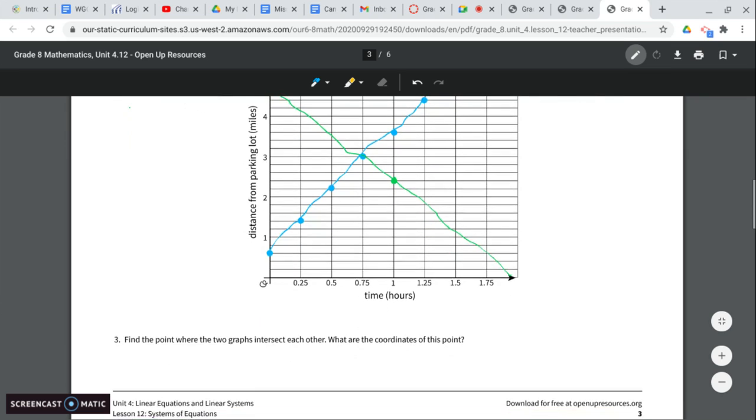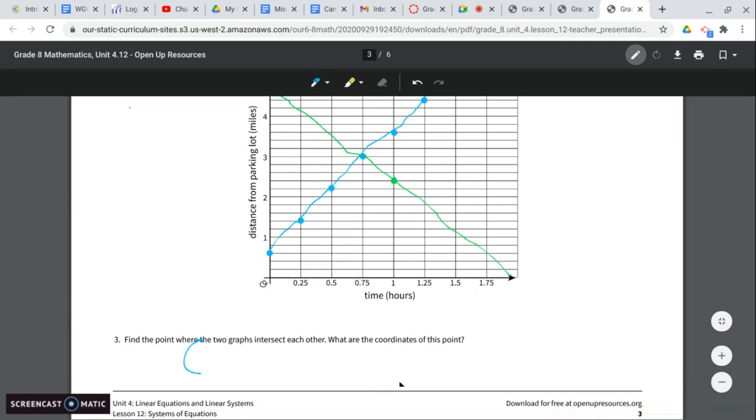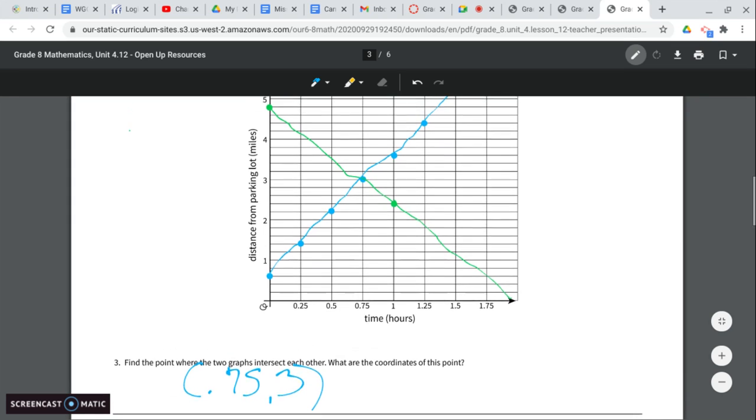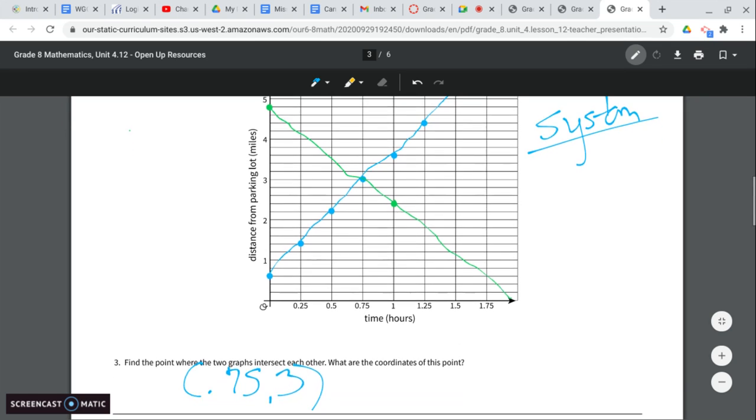So find the point where the two graphs intersect each other. What are the coordinates? Where they're intersecting each other is at (0.75, 3). So like I said, this is a system where we find that intersection. System is your keyword for the lesson.